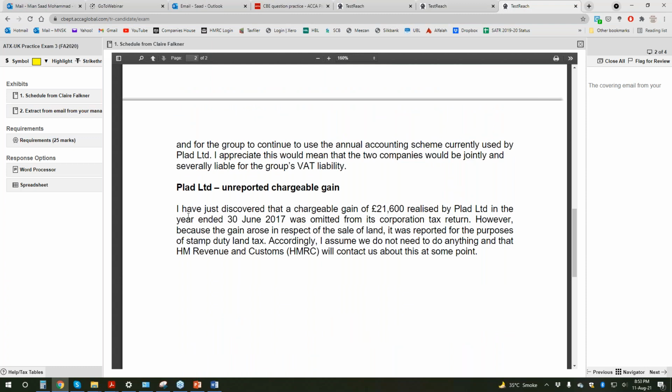I have just discovered that the chargeable gain of 21,600 realized by P Limited in the year ended 30th June 2017 was omitted from its corporation tax return. So they have omitted this gain.